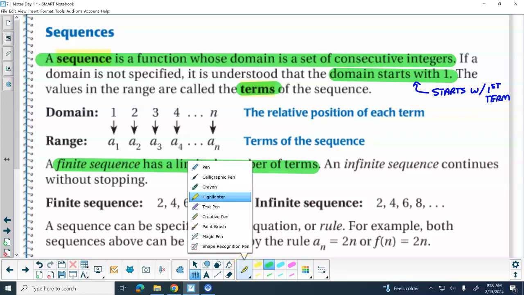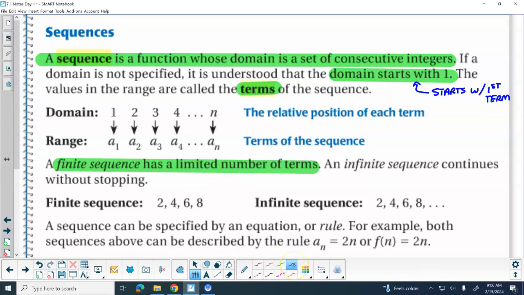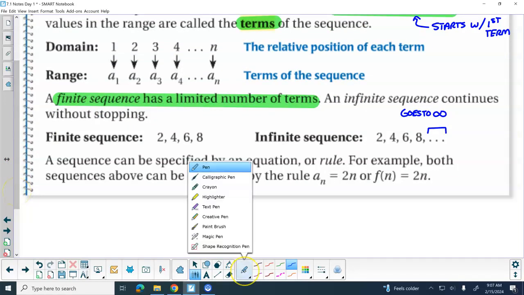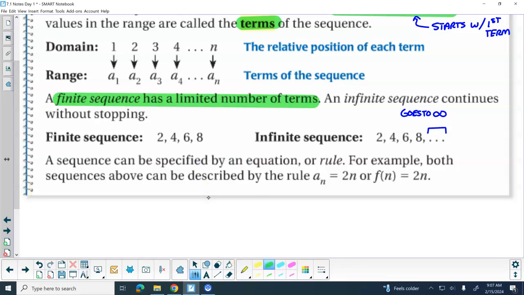And the one thing that you have to look for today is those three dots right there. Those three dots mean that it's an infinite sequence, which means that that pattern is going to continue forever and ever and ever. A sequence has a rule, which you're going to be able to find based off of the sequence.